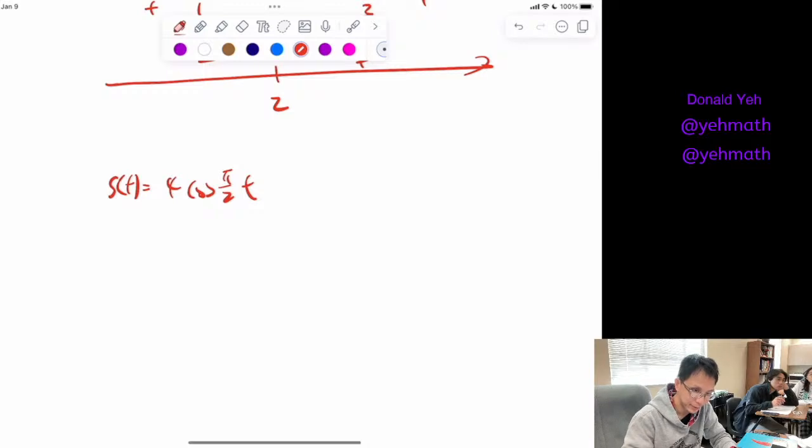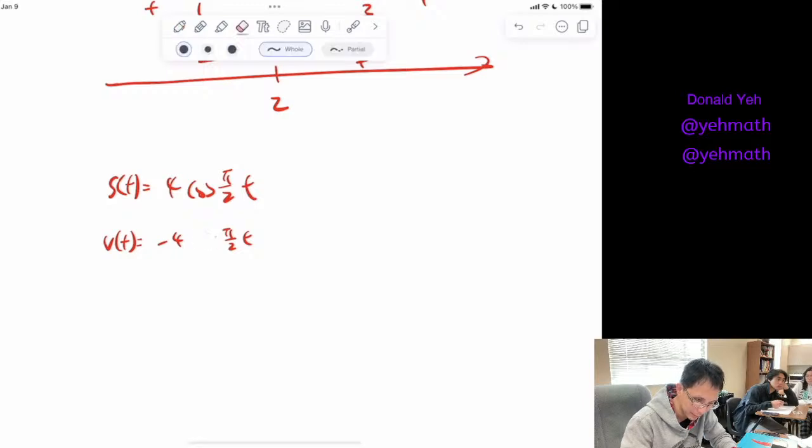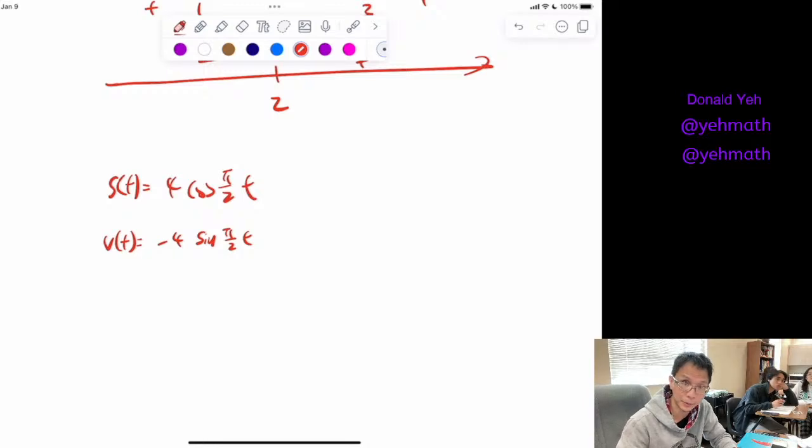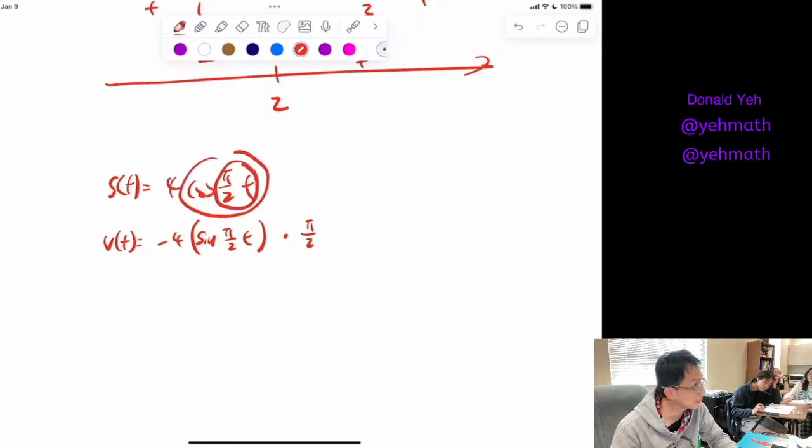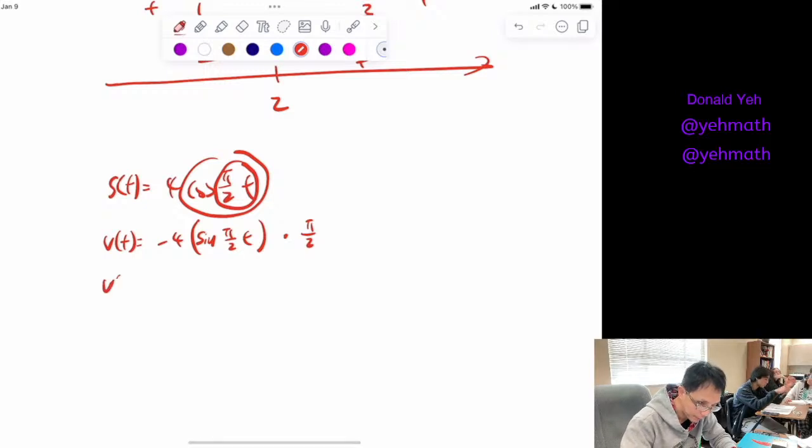All right, 12. Now v of t is the derivative of that, which is negative 4 sine of pi over 2 t. But now you multiply by pi over 2 because there was a chain rule. Look, there was a first bubble, there was a second bubble. Do you guys see that? So for v of t, I'm going to put this in the front so I don't get confused with the arguments. It's negative 2 pi sine of pi over 2 t.